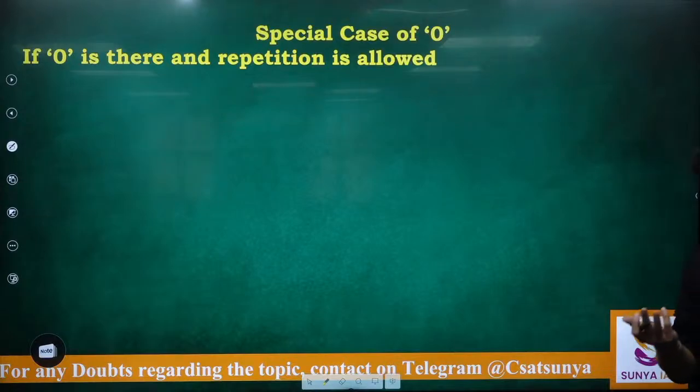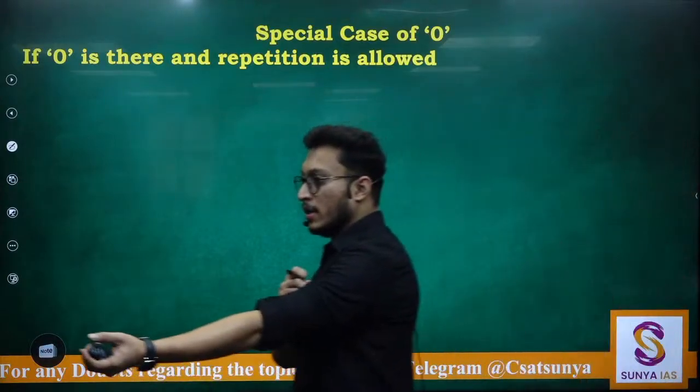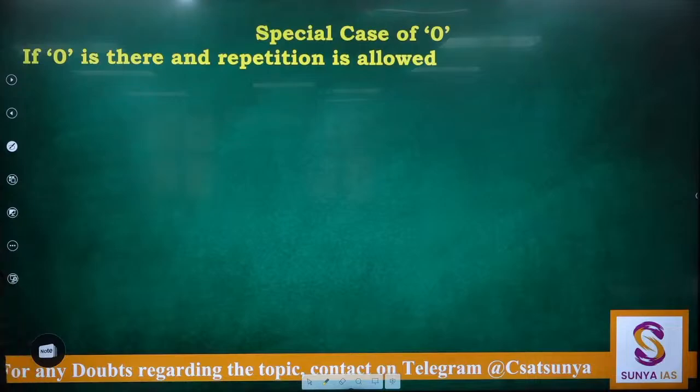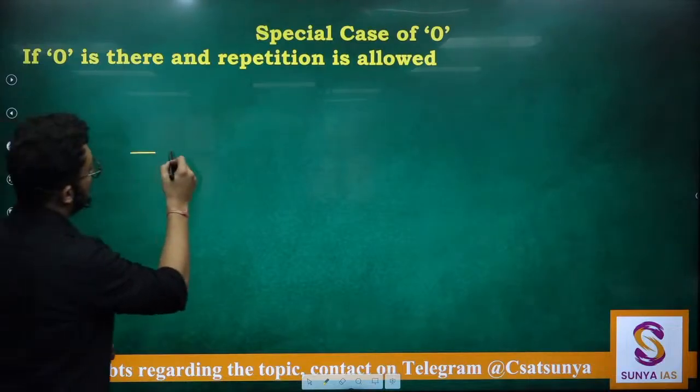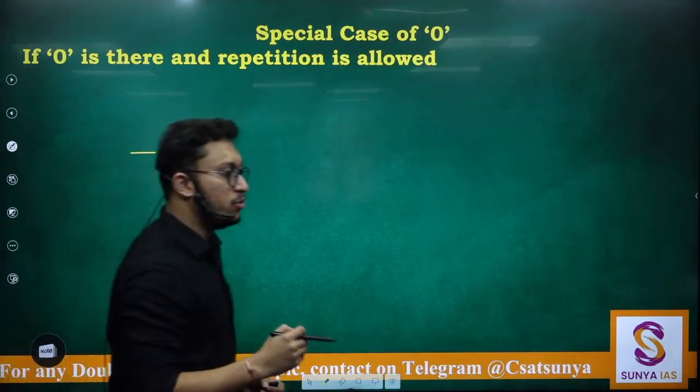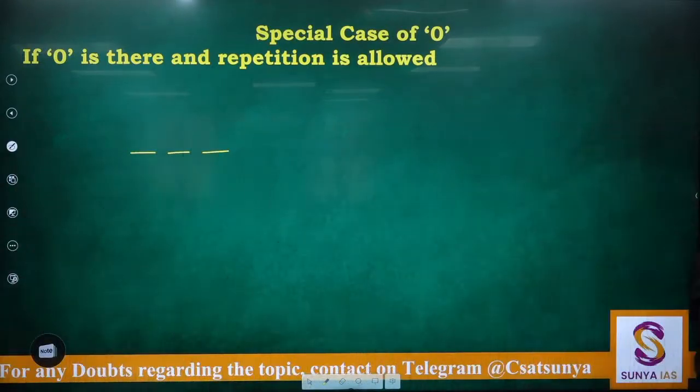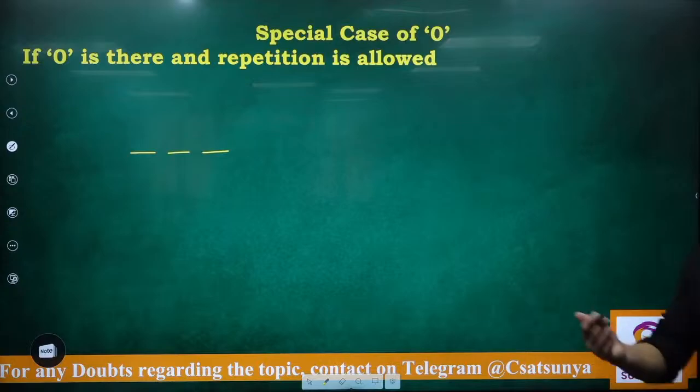See, there is a special case for 0. Why? Because whenever you are forming any number, 0 cannot come in the first place. So always be careful about 0 here. Online people, any doubt? So 0 cannot come in the first place.